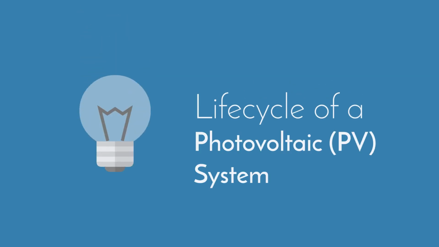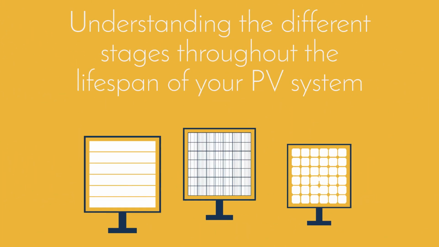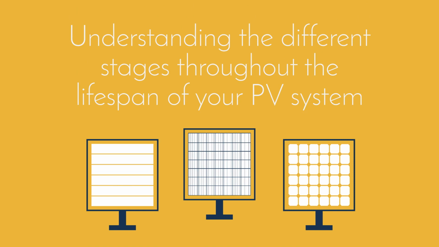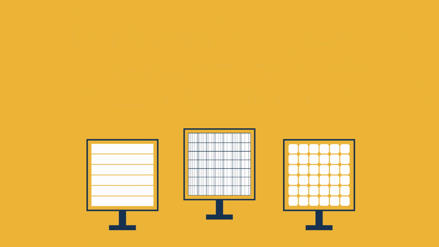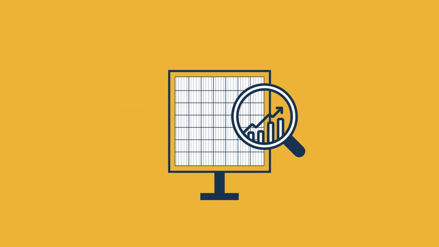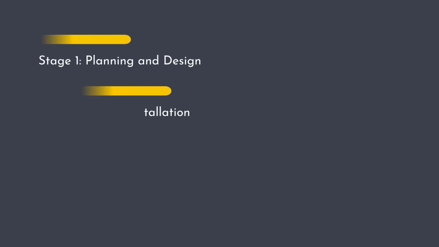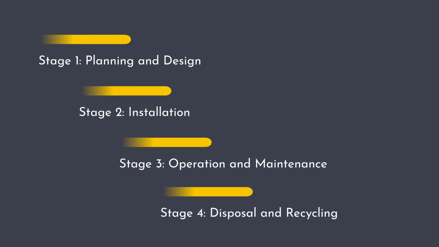Lifecycle of a photovoltaic system. Understanding the different stages throughout the lifespan of your PV system can help you make the best decision and maximize the benefits of your solar investment. The PV system lifecycle consists of 4 main stages.